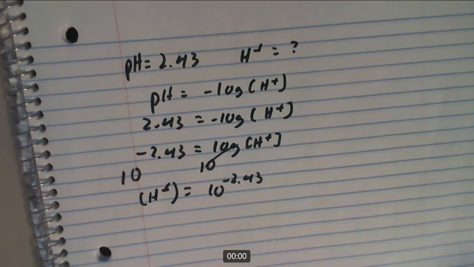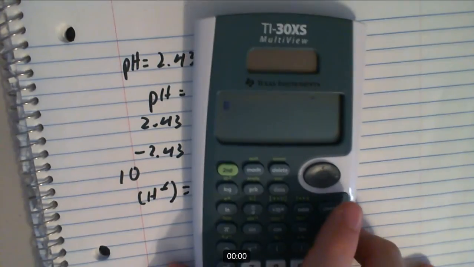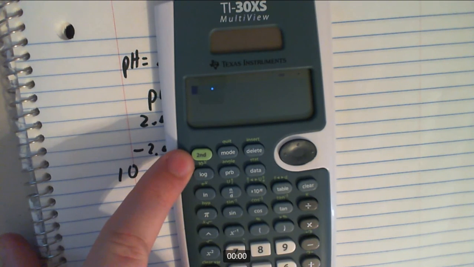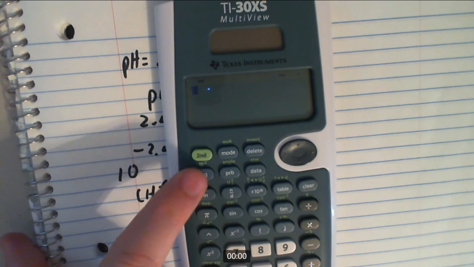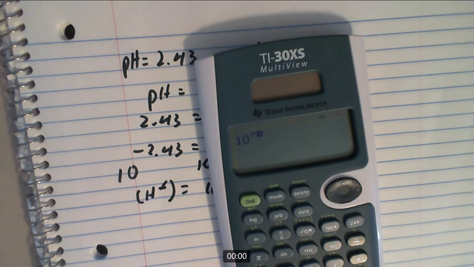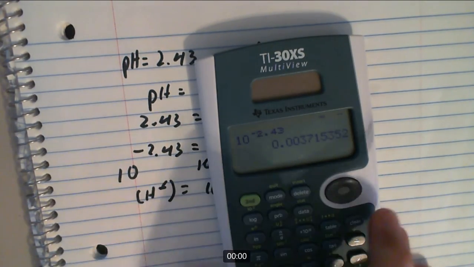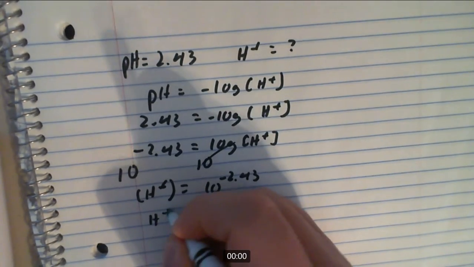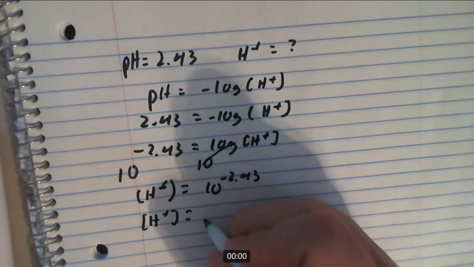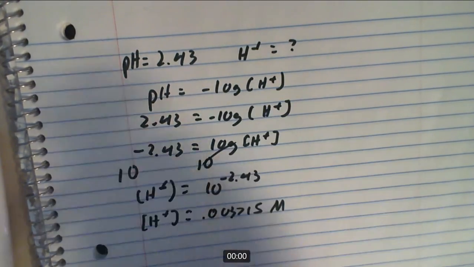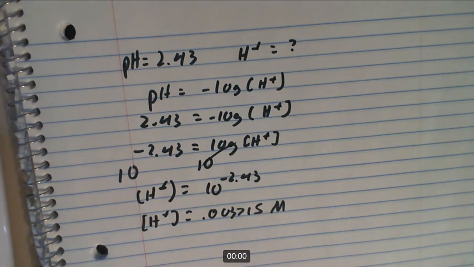So how does one do that? Well, if you look on most calculators, the opposite of the log is the anti-log button, which is this right here. So 10 to, what did we say it was? Negative 2.43. And we'll get our answer, 0.003715. And it is molarity, which is moles per liter, and that is my hydrogen ion concentration.